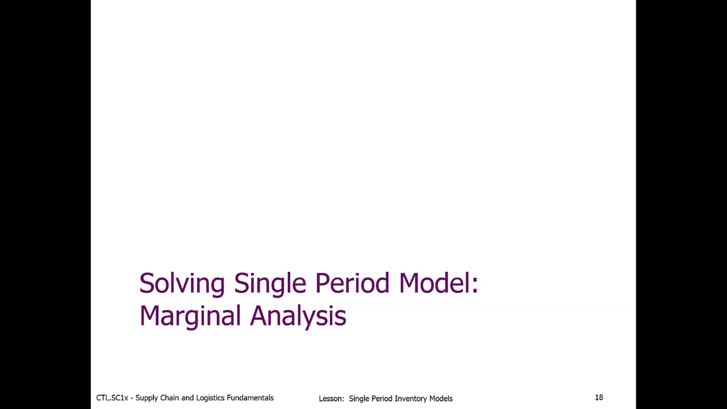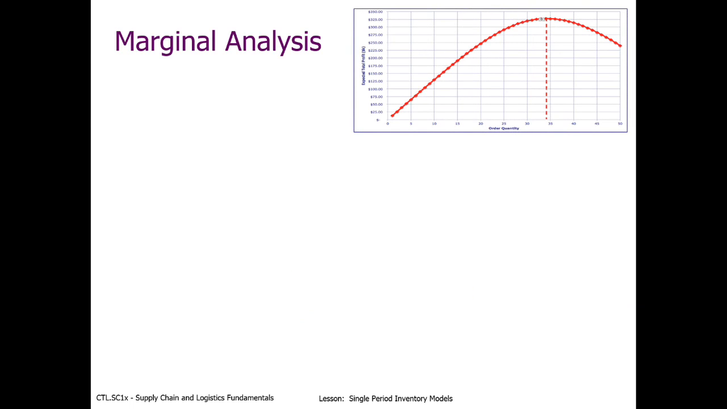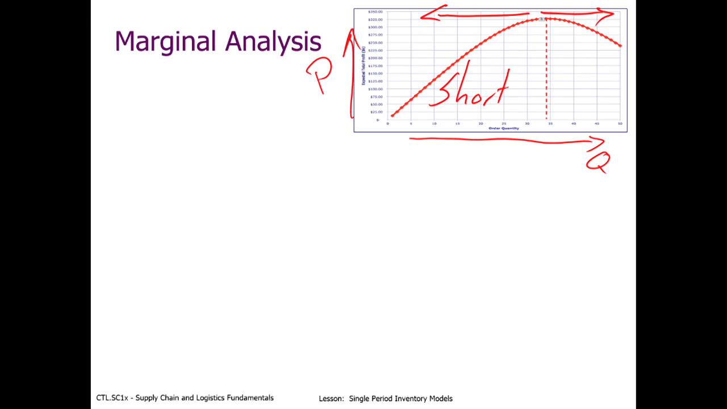Now let's develop a formal way for solving the single period inventory problem by using marginal analysis. If you remember from our last video, we looked at this profitability curve where the horizontal axis is the Q and the vertical axis is the profitability. And we said there were two regions. The region to the left is when I ordered too little, and that means I might be short some products. And to the right is where I ordered too much, and there's a higher probability I'll have excess.